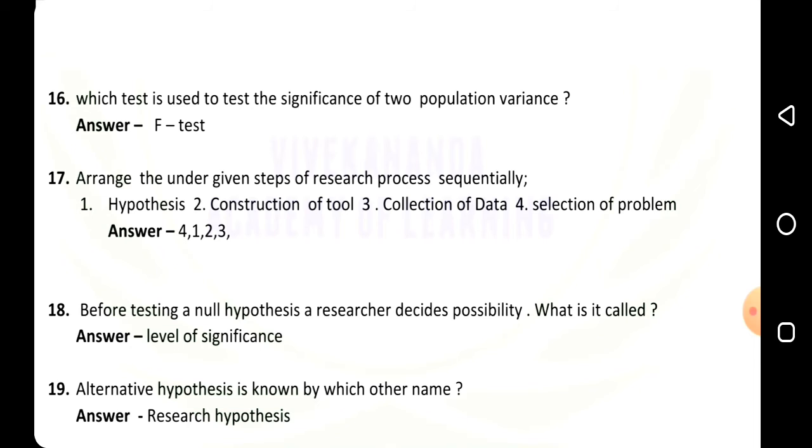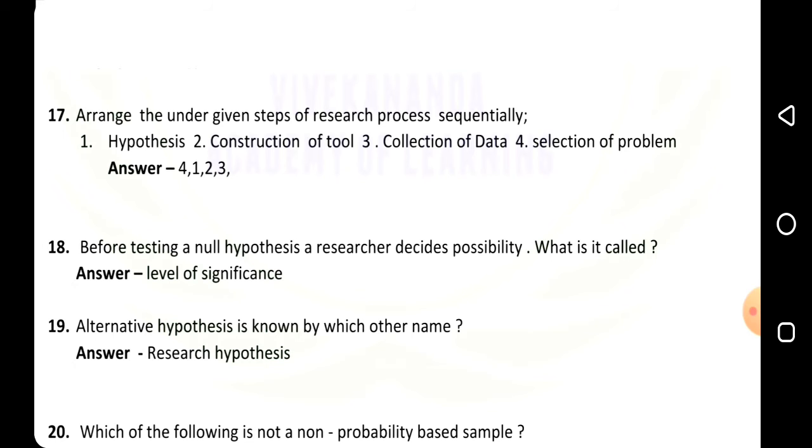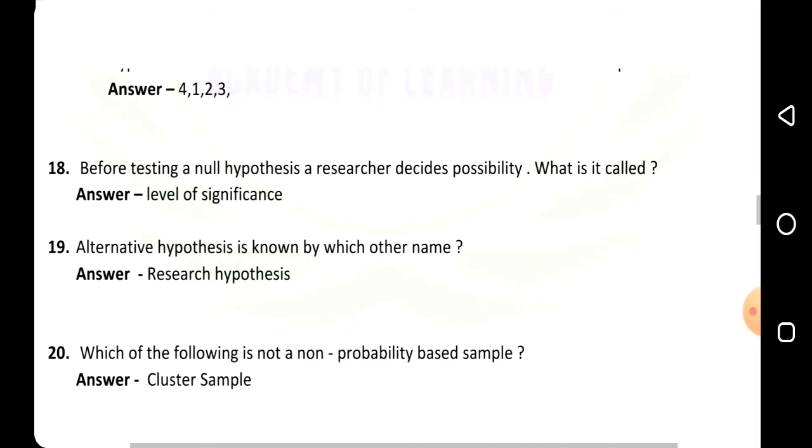18th question, before testing a null hypothesis a researcher decides possibilities. What is it called? The answer is level of significance. 19th question, alternative hypothesis is known as by which other name? The answer is research hypothesis.